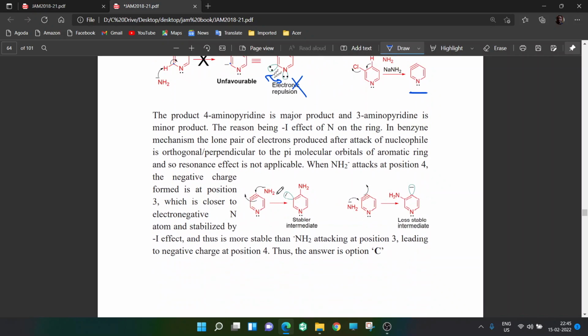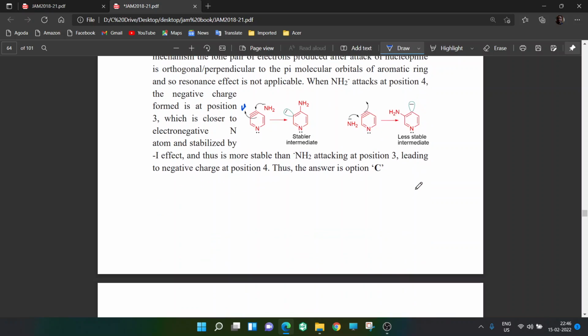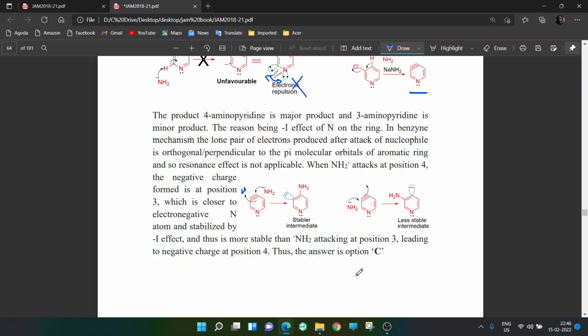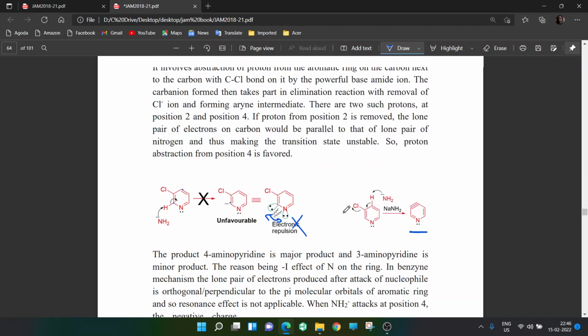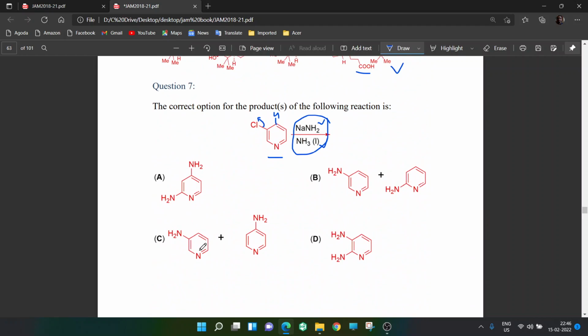Once benzyne is formed, NH2 will attack on both sides. So this NH2 minus attacks here, and this goes and picks up a proton from the solvent, that is ammonia. Otherwise it could have attacked here, and this picks up a proton from the solvent, that is ammonia, and therefore you get this product. So what are the products you are getting? You are getting NH2 at position number 3 and NH2 at position number 4. Okay, so the answer should be C.